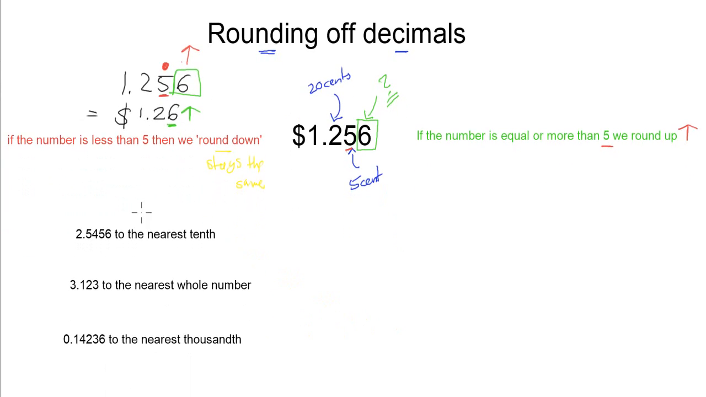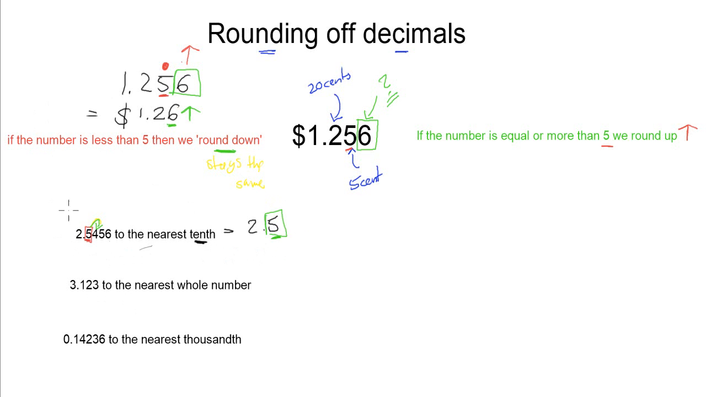I'll show you a few more examples. So for example, here we have the number 2.5456, and we want to get it to the nearest tenth. Remember, the tenth was the first number after the decimal. This is your tenth column. To figure out what we have to do, we look at the number behind the tenth column, which in this case is the 4 right here. Now it says if the number is less than 5, we round down. And remember, rounding down means the number stays the same. So it's going to be 2.5. This 5 is our tenth column, and because the number 4 behind it is smaller than 5, the number just stays the same.